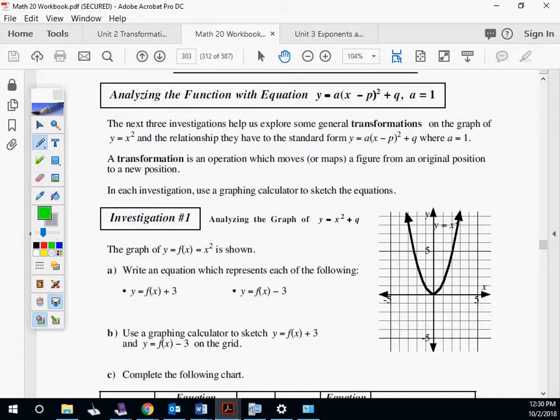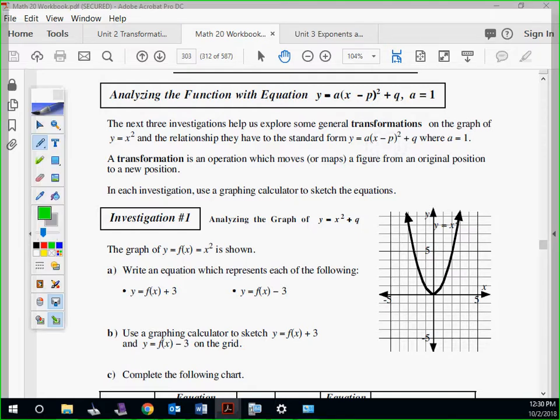I'm just going to highlight this here. P and Q are your vertex. We'll talk about that in a second. They are your left, right movement and up, down movements. So P is your left and right, Q is your up, down. We're going to get to that in a little bit. A is your vertical stretch. We'll get to all this stuff.